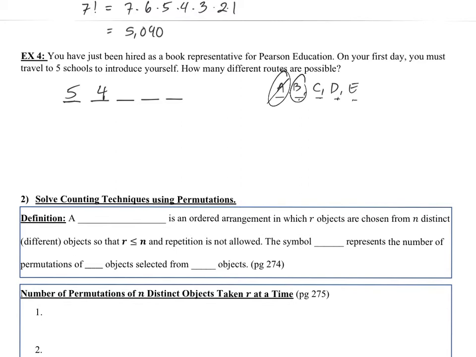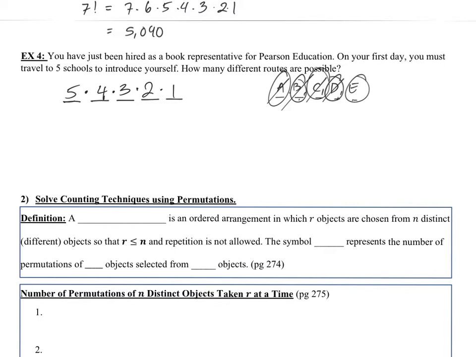Let's say that was B. Okay, now you're going to the next school. How many options are left? Just 3. That school's over. How many options are left now? Only 2. And lastly, once that one's done, how many options are left? Just 1. So we'll multiply the options we have.